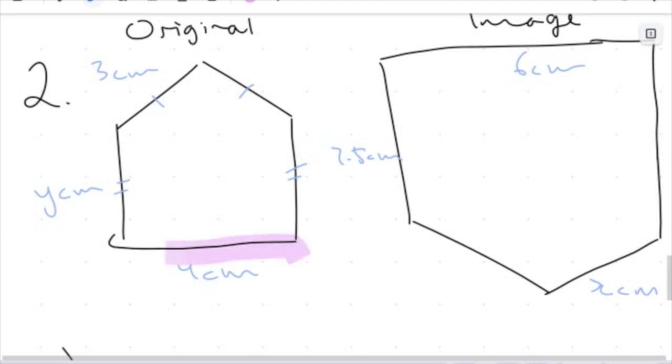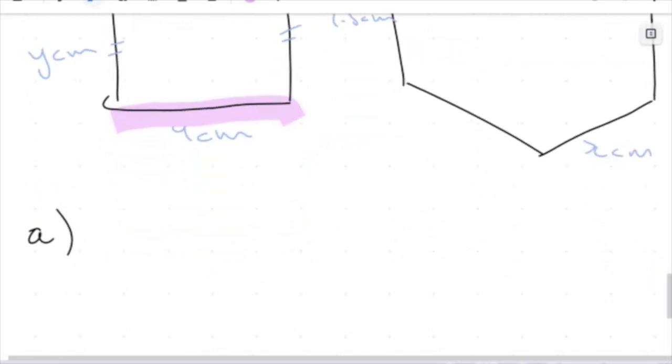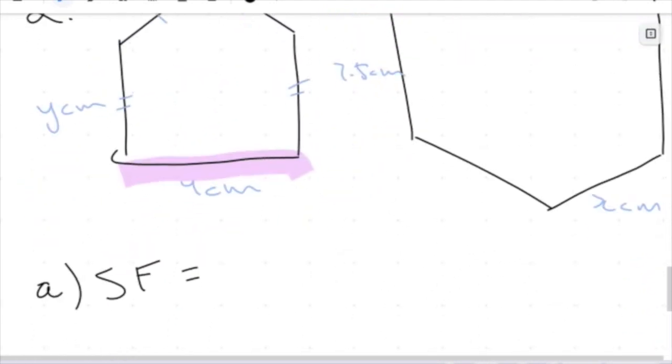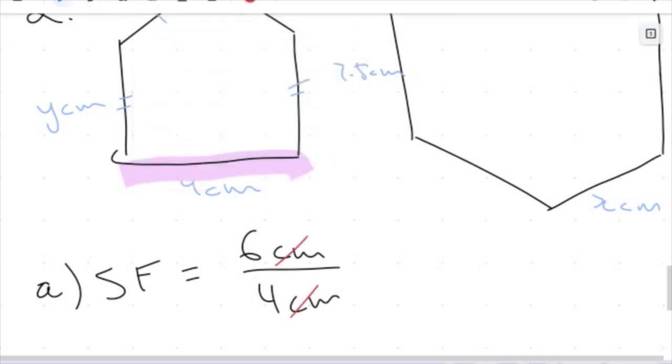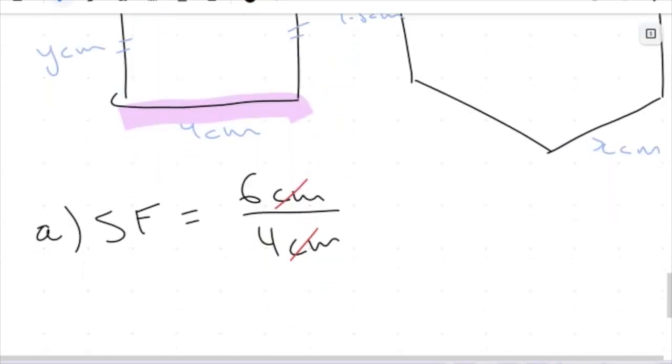Now, this bit here, opposite the little pointy bit, is the same as this one up here. So we can find the scale factor by taking the image length. So for that side, it's 6 centimeters over 4 centimeters here. And I wind up with 6 over 4, which simplifies to a scale factor of 3 over 2, or 1.5. 3 halves or 1.5.